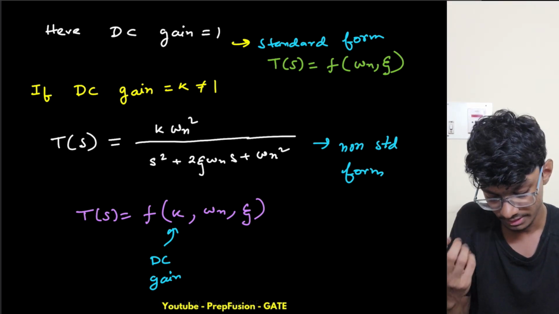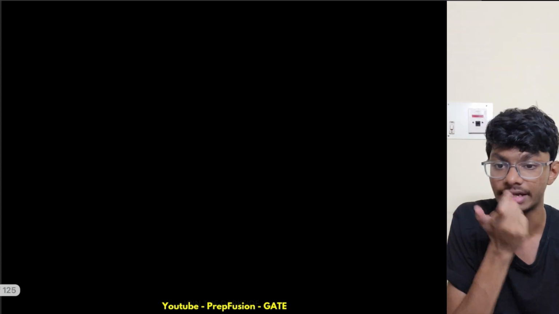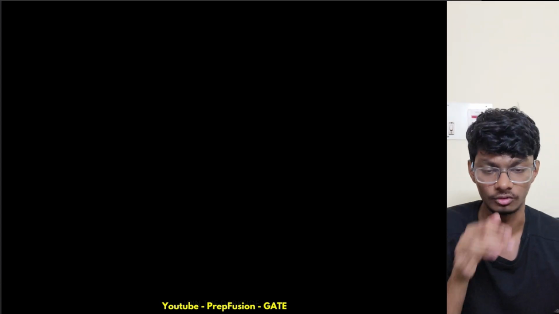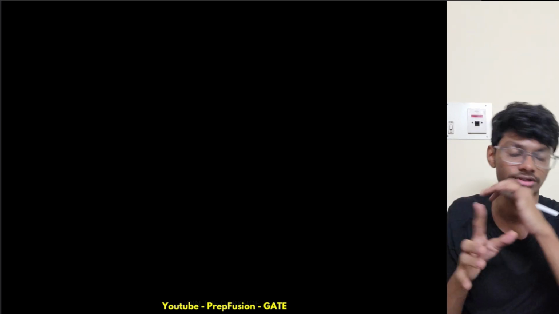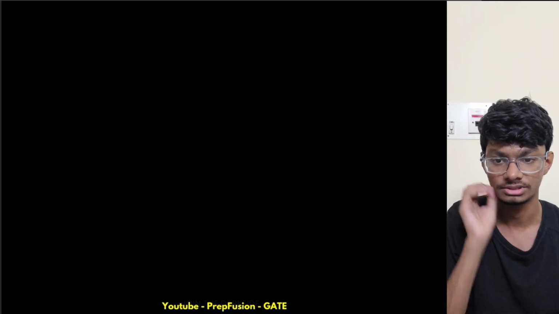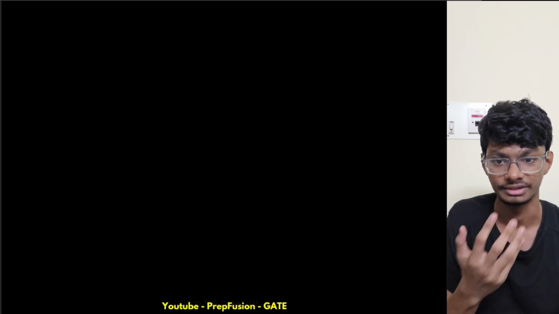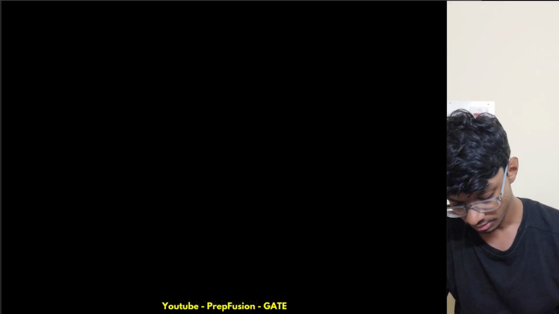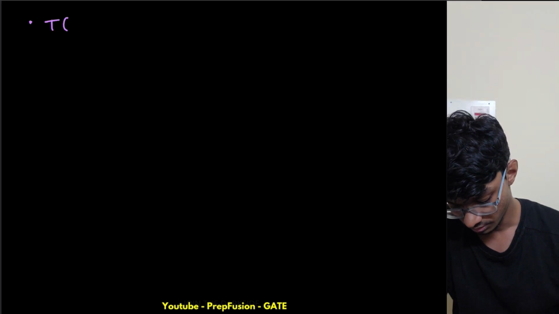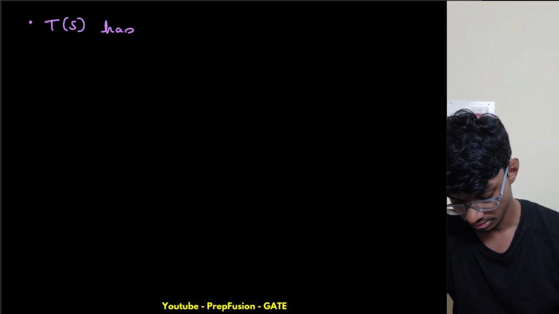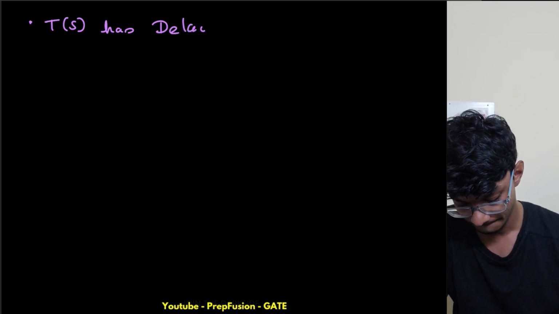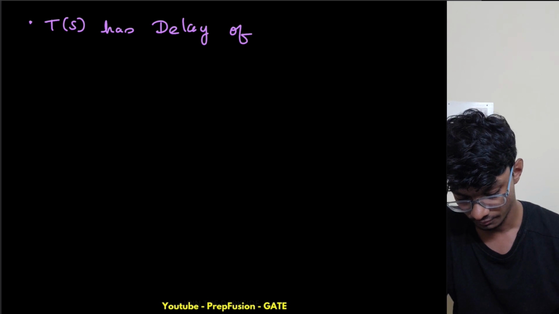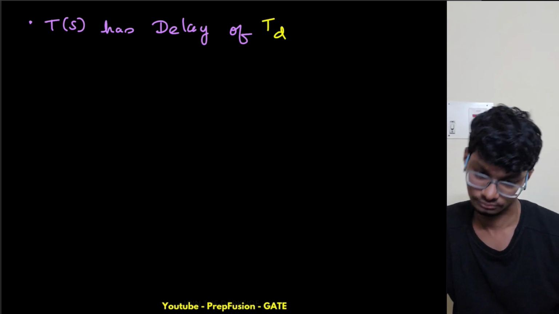Now let's say I have a time delay in the system. There will always be some delay from giving the input, taking the feedback, and it going through the whole system. It is not possible without delay. So if I have some delay, now T of S has a delay of TD.